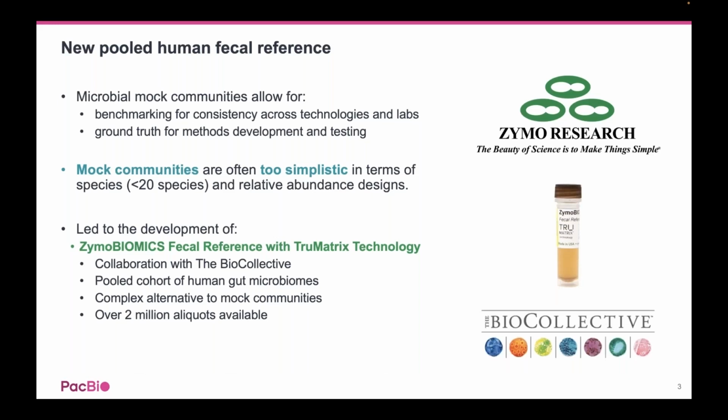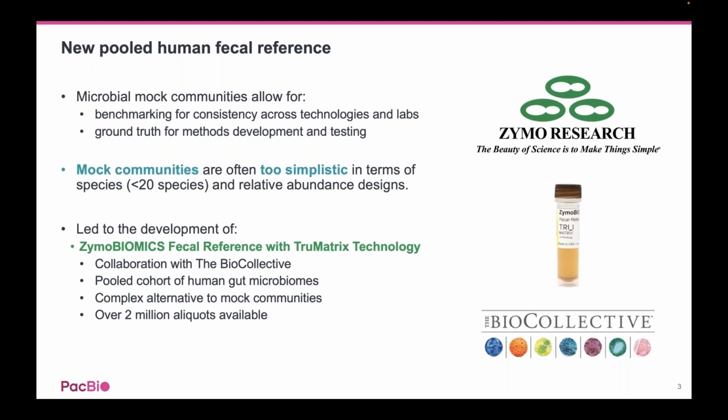So in metagenomics, we often use mock communities, and mock communities are artificially created data sets where we know the species and relative abundance design. And so mock communities are really useful for benchmarking to assess consistency across technologies and labs. They're also really useful for providing a ground truth for methods development and testing. But the reality is that mock communities are often far too simplistic in terms of the species and relative abundance designs. And so they have limited utility in terms of these uses for benchmarking, methods development, and other applications.